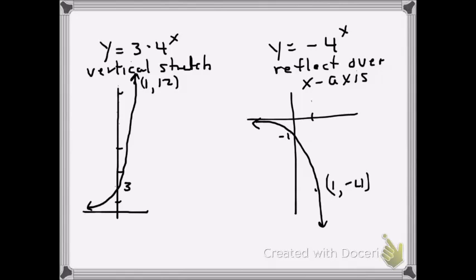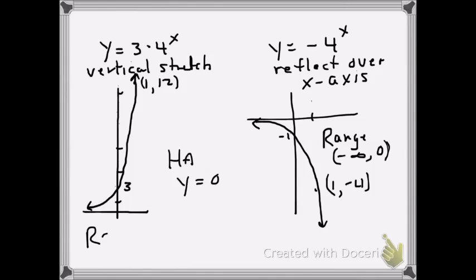And the range has changed. It is now from -infinity up to, but not including 0. And of course the horizontal asymptote in both of these graphs is the line y equal to 0, or the x-axis. But here the range is from 0 to infinity, and on the second graph the range is from -infinity up to 0.